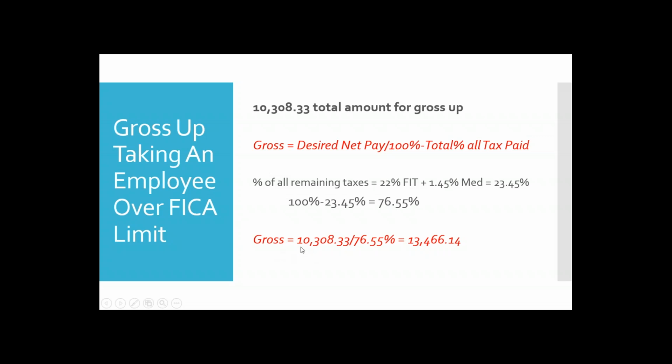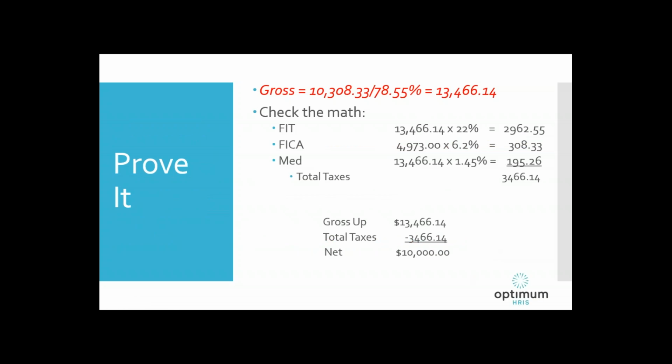Gross equals desired net pay, $10,308.33 divided by 76.55%, or $13,466.14. In order to pay all the taxes for the employee, the gross needs to be $13,466.14, so that the net will end up at $10,000. And let's do our math to prove that.